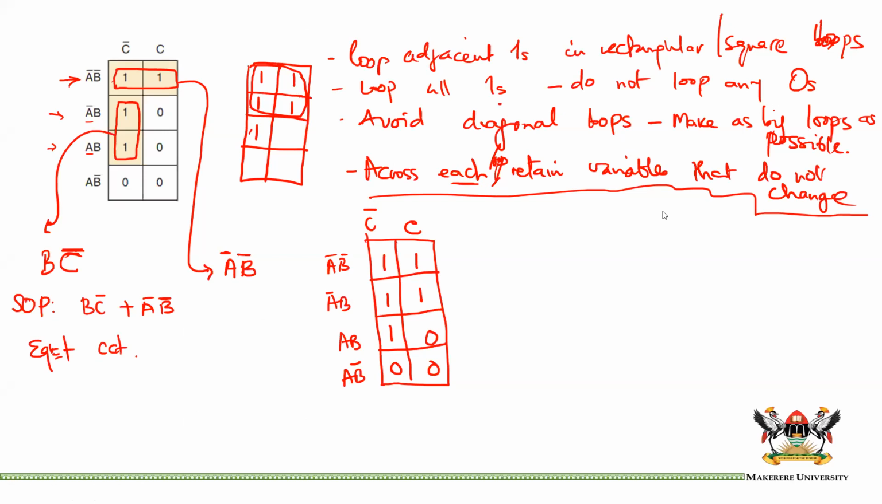Good stuff. Now, let us look at this one. We are lucky that this one also has a 1. And I said that we should loop as many ones as possible. That reduces the number of loops that we have to do. In fact, that is the only approach that gives us the simplest form. So here we see that we have ones that are adjacent to each other and form a square, right? So that is a big loop, and we expect to eliminate 2 variables, isn't it? Because we have a loop of 4.